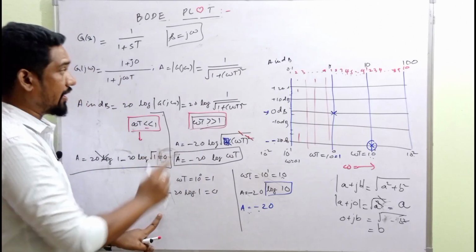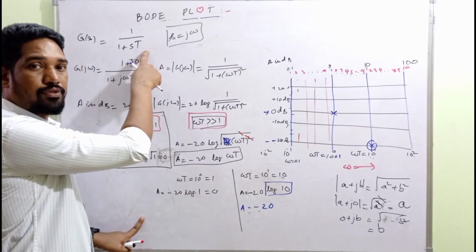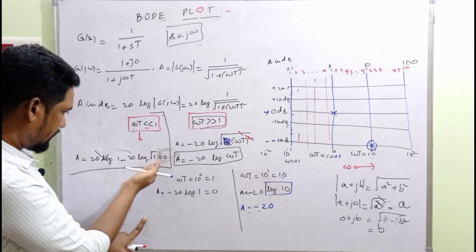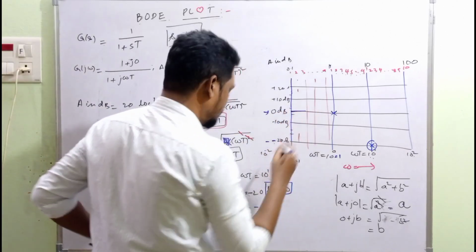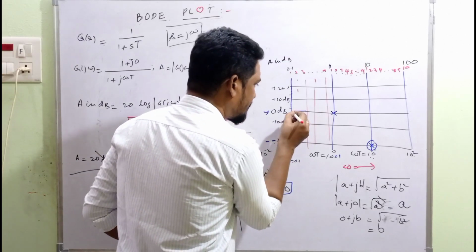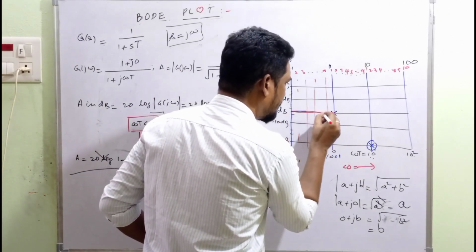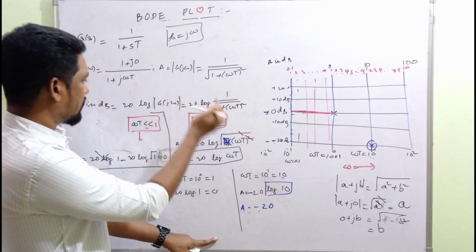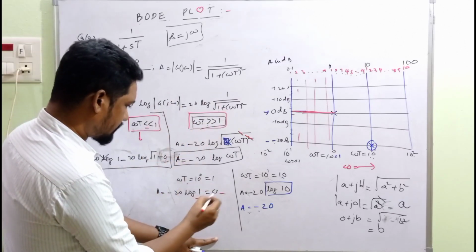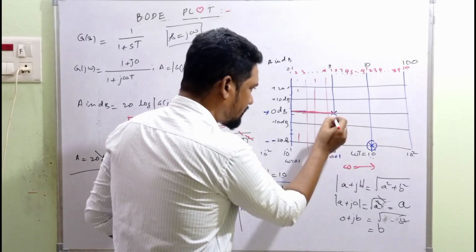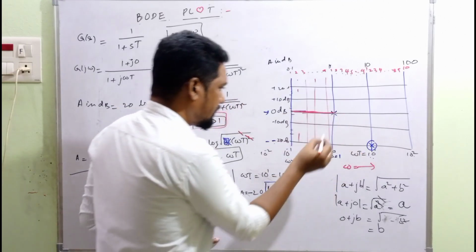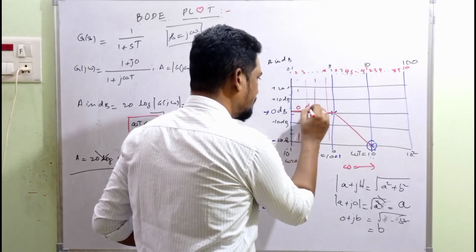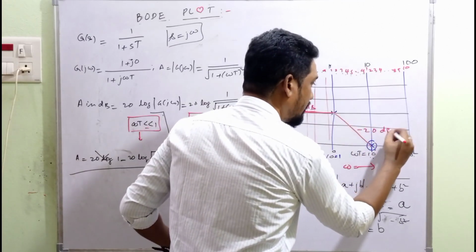So what it says, guys, as far as this factor is concerned, the first order factor in the denominator, the magnitude plot is a 0 dB line till omega t equal to 1. Up to that point, where omega t equal to 1, it's a 0 dB line. And after that, join this line here. It's a 0 dB line, and then it's minus 20 dB per decade.